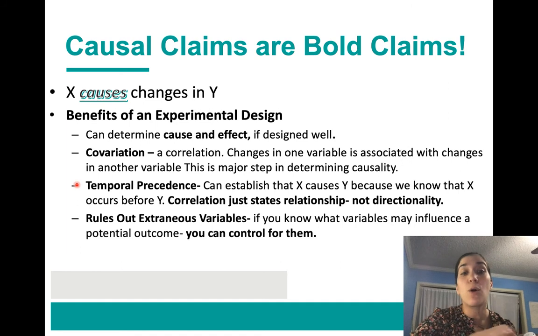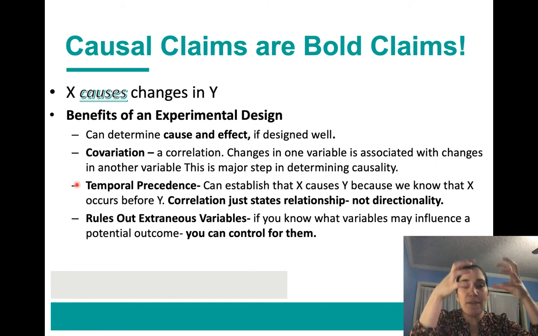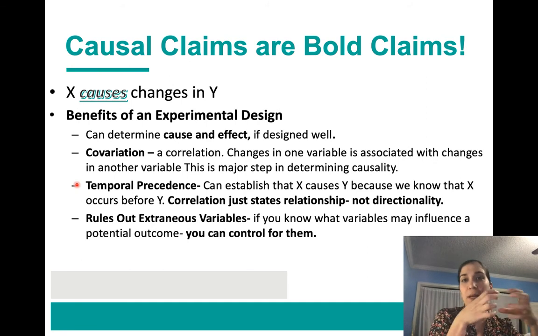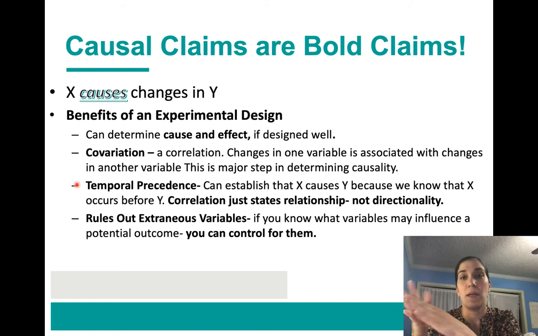And so a correlation just states the relationship. It can't tell you about the directionality. We don't know which came first. You're just measuring two variables. You don't know which happened first. And so experiments support a causal claim because it establishes for sure we manipulated X, we manipulated our independent variable, and then afterwards we measured our dependent variable.